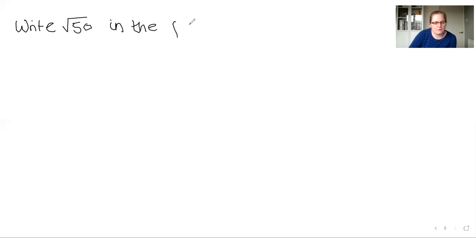This time, we're going to have a look at one that's really, really similar. We're going to write root 50, and we're going to do it in the form k root 2, and k again is an integer.